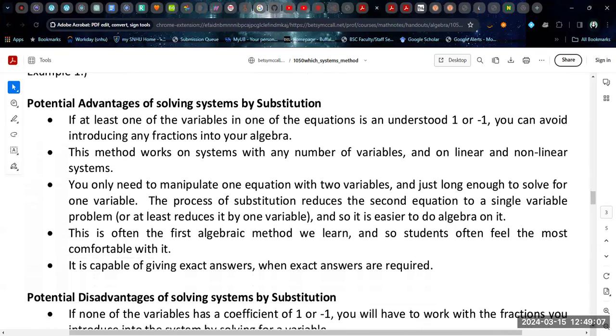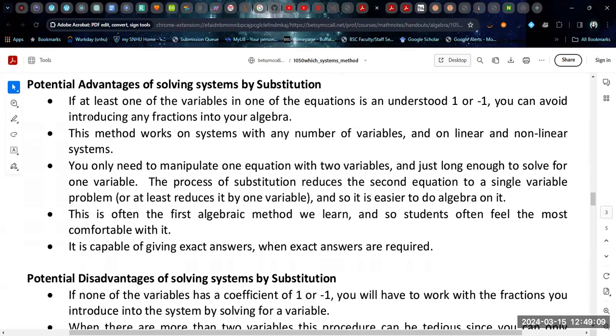Now, potential advantages of solving systems by substitution. Again, if at least one of the variables in the equation has a coefficient that is 1 or -1, you can avoid introducing any fractions into your algebra, which makes the algebra go faster.